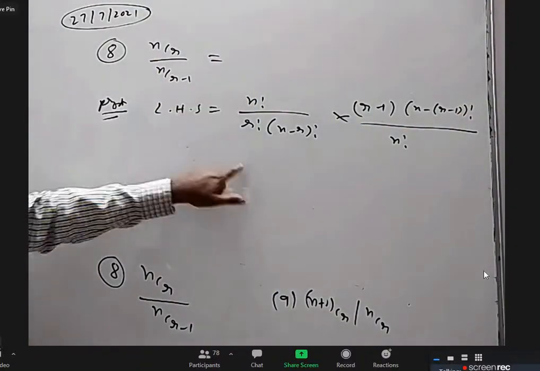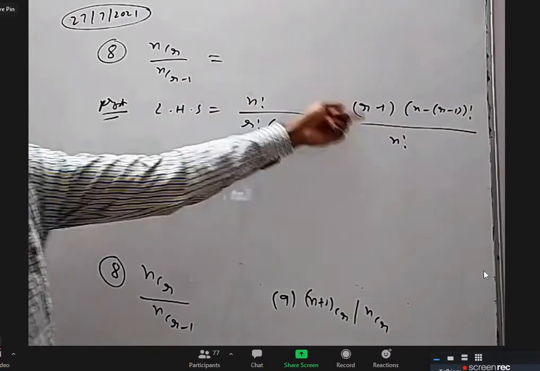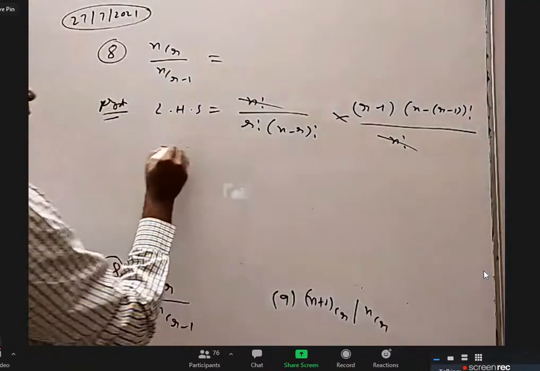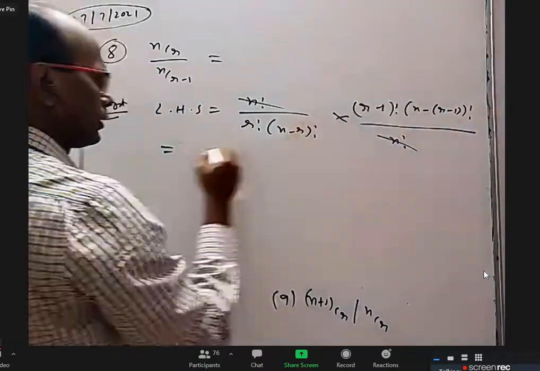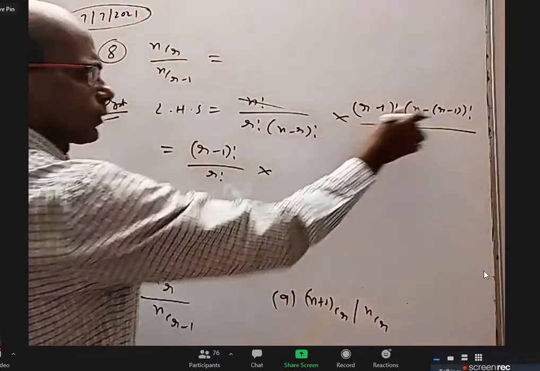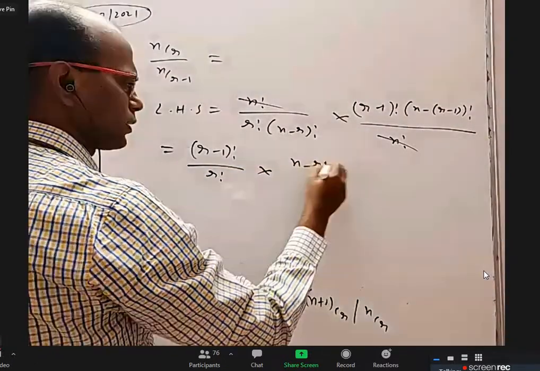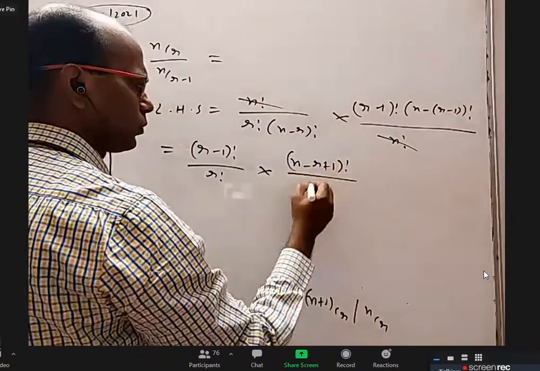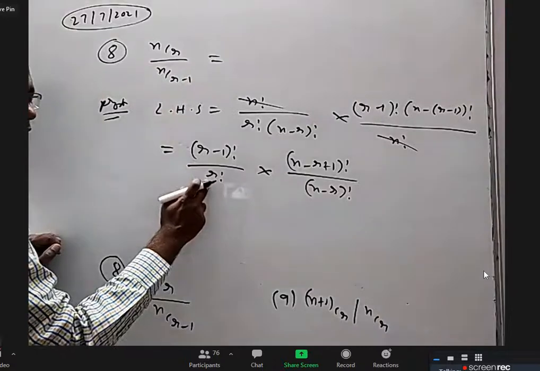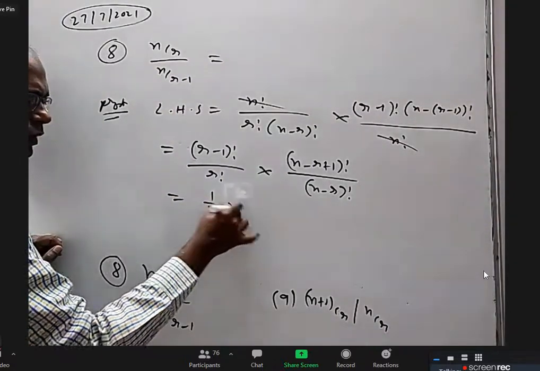Okay, NCR I wrote here, NCR minus 1 reciprocal directly I wrote here. Directly n factor will cancel. Here I am left with r minus 1 factorial by r factorial, and here n minus r plus 1 factorial by n minus r factorial. Compared to this, this is 1 extra. So when you simplify, it is 1 by r will come.